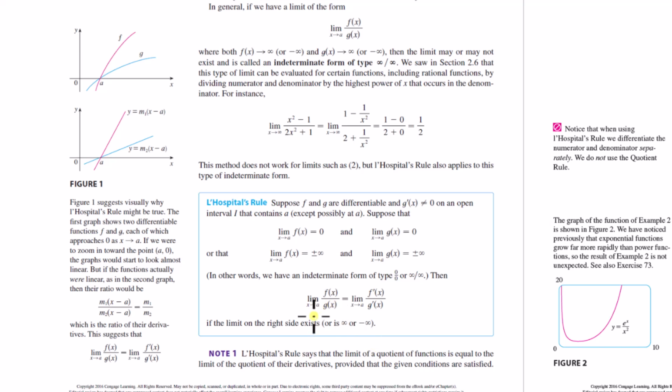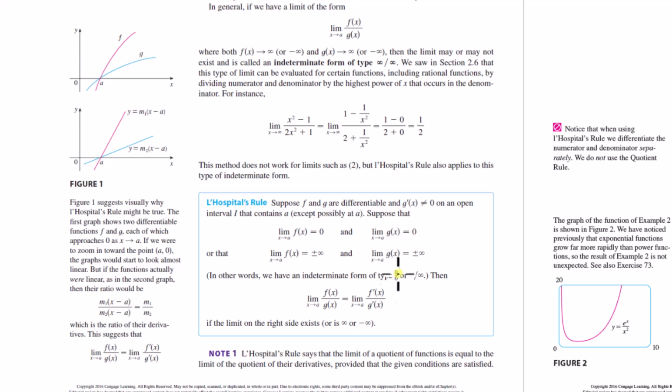Then the limit as x approaches a of f of x over g of x is equal to the limit as x approaches a of f prime of x over g prime of x, assuming that this limit exists or is equal to plus or minus infinity. Okay, so f and g have to be differentiable. If they're not differentiable, then you can't do this. G prime of x can't be equal to 0 because then you can't evaluate this limit.